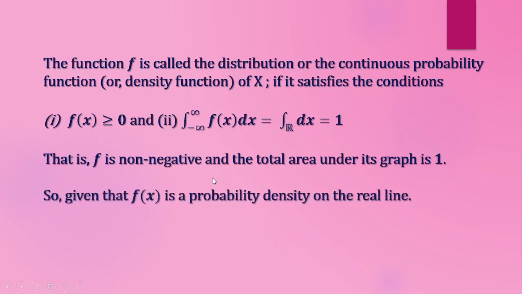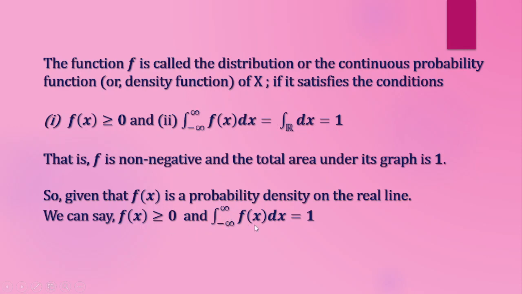So here it is given that f(x) is a probability density on the real line. So we can say that f(x) ≥ 0 and the integration over minus infinity to infinity of f(x) dx is equal to 1. Now using this, let's check our given options. Our first option is f(x+1). So let's check.